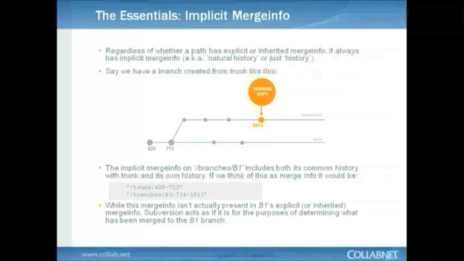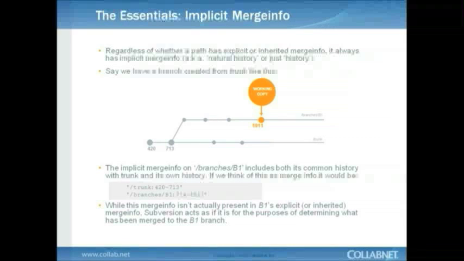If we view B1's history as merge info, explicit merge info, it would look like this. Trunk 402 through 713, which is simply B1's common history with trunk before it was copied, and then branches B1 714 through 1011, which is B1's own history after it was copied.